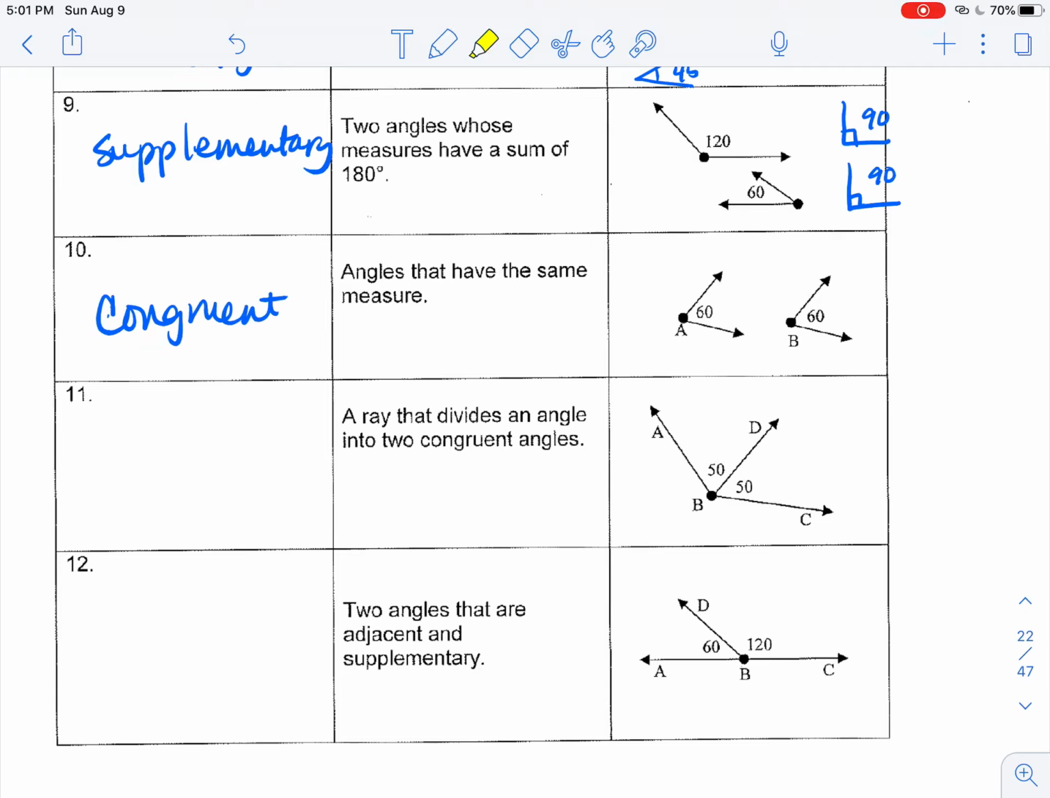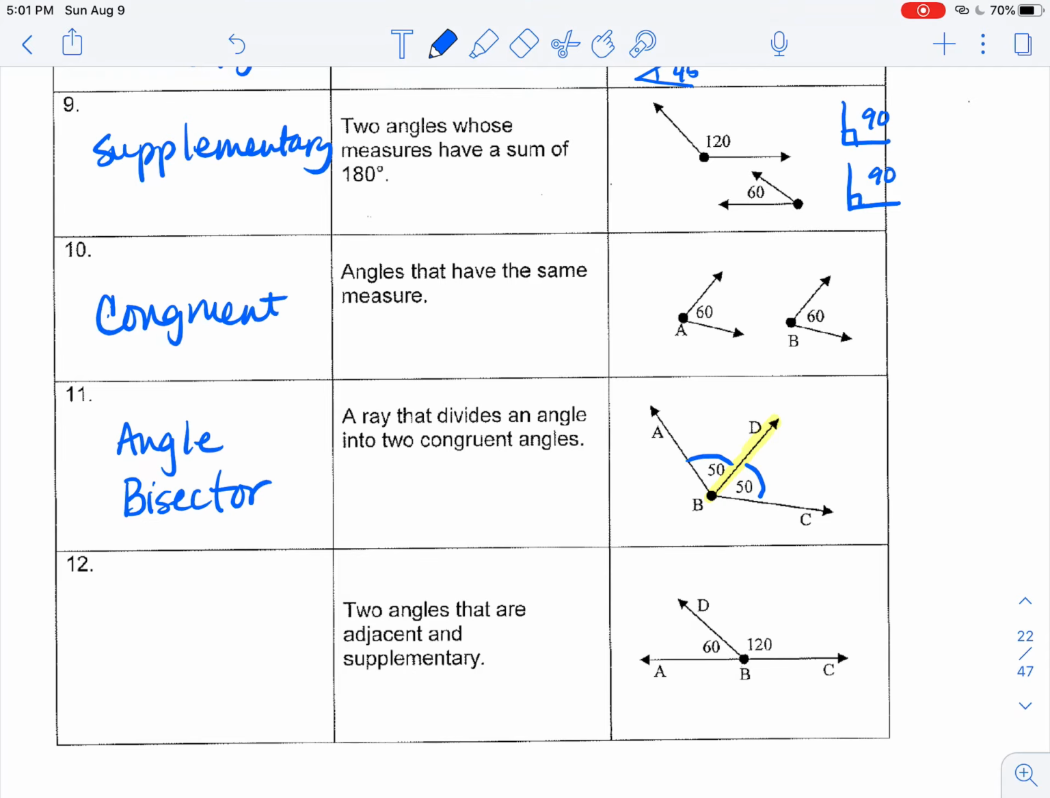A ray that divides an angle into two congruent angles. Okay, so this ray in our diagram, BD, divides the big angle into two congruent angles. So we're going to say that BD bisects. It's an angle bisector because it cuts it into two congruent angles.